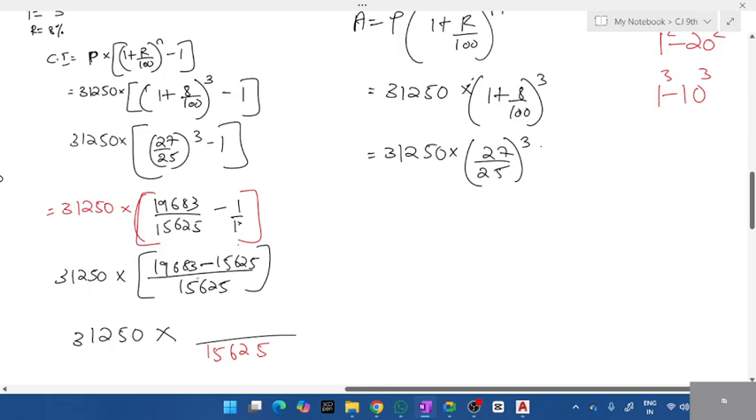How much is 19,683 minus 15,625? Bhargavi, what's the answer when you subtract? Only the numerator part, solve the numerator, students. Subtract and tell me the value. 4,058, correct. Now reduce it. Try the 5 times table, reduce this calculation part.